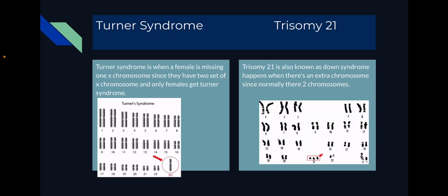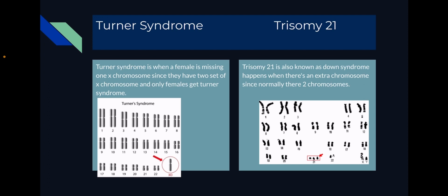Turner syndrome. Turner syndrome is when a female is missing one X chromosome. Since they have 2 sets of X chromosomes, and only females get Turner syndrome. Also, it's more likely to happen to females than to males.